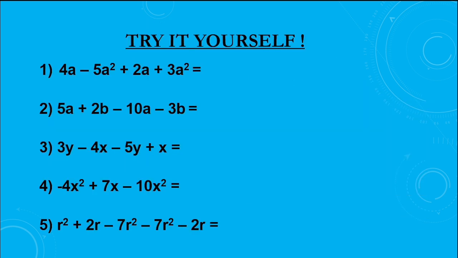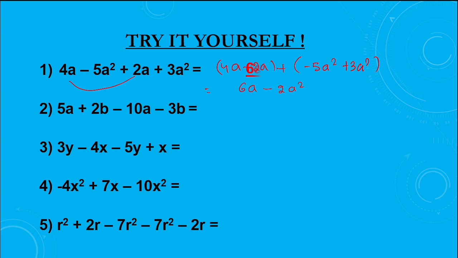Now try it yourself. So how to solve? First we arrange, that is 4a and 2a. So write down (4a + 2a) + (−5a² + 3a²). The first one is 4 plus 2, 6a. Then here is different sign, means we write the bigger number's sign and subtract 5 minus 3, 2, so 2a². So the answer is 6a minus 2a².